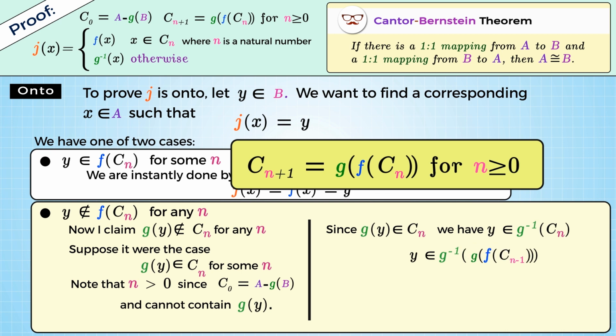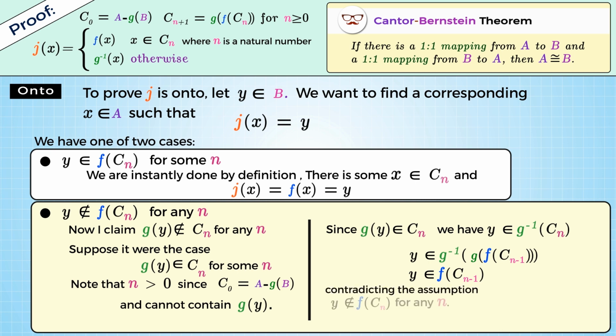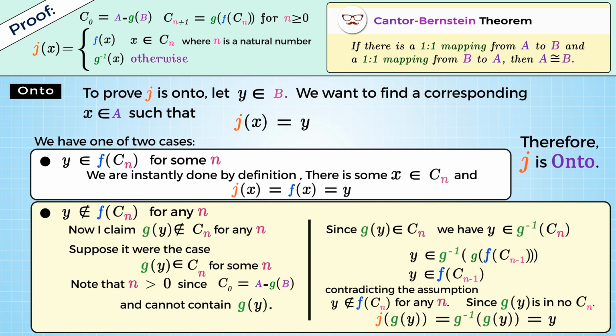but that means y is in g inverse of g(f(Cn-1)). So y is in f(Cn-1), contradicting the assumption that y is not in f(Cn) for any n. Since g(y) is in no Cn, J(g(y)) is equal to g inverse of g(y), which is just y. Therefore, J is onto, and the proof is complete.